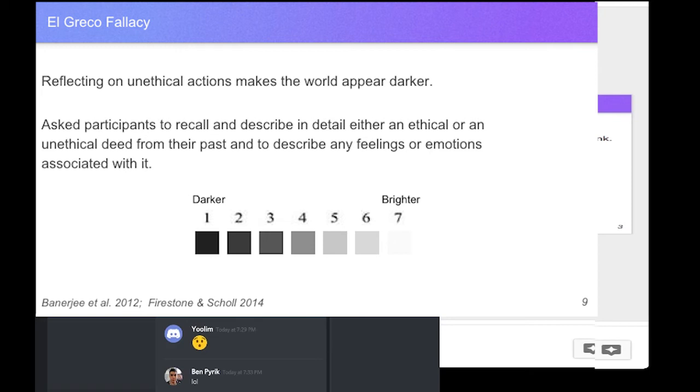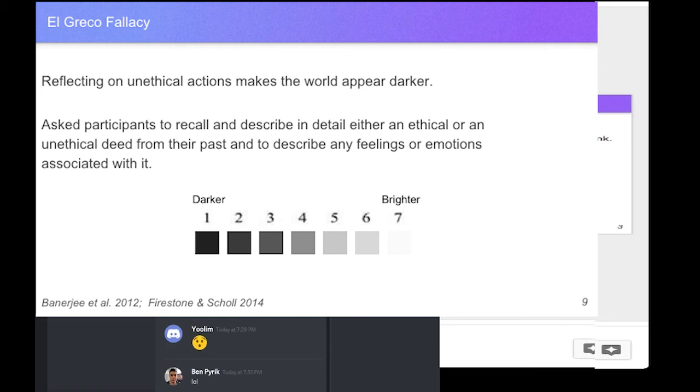So Firestone and Scholl decided to replicate this study. Instead of the 7-point scale, they used color patches ranging from black to white, still 7 color patches. The idea is that if people were literally seeing the world as darker, they would see the color patches as darker as well. So if there was still an effect, with participants picking the darker color patches, then this wouldn't make any sense. If the original study was correct, they wouldn't have found any effect, which shows that something else is going on than simply affecting perception. It could be a response bias.